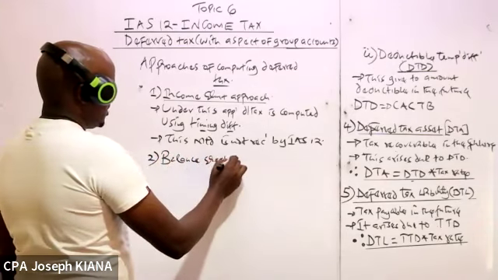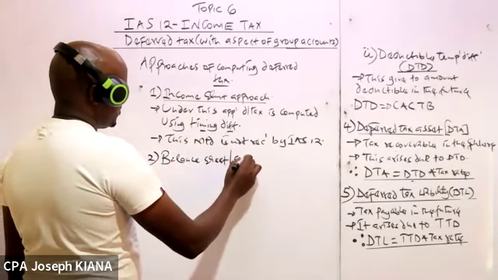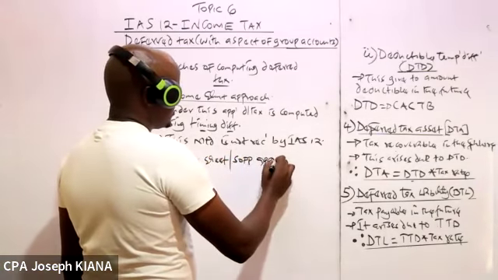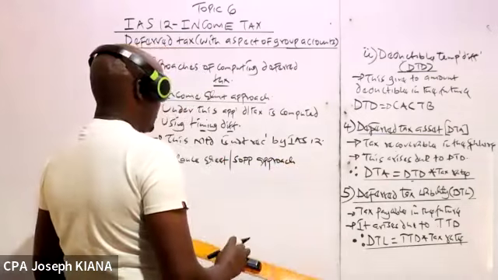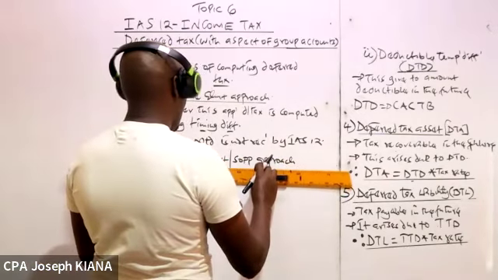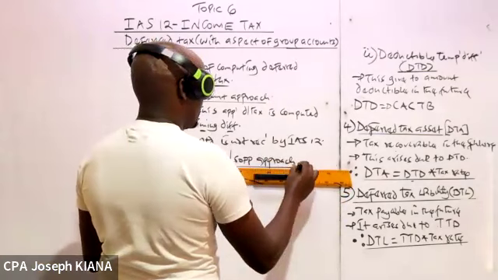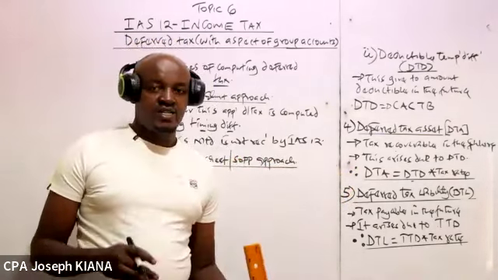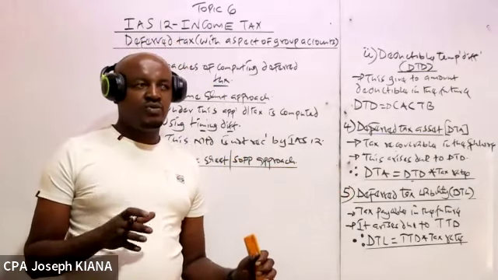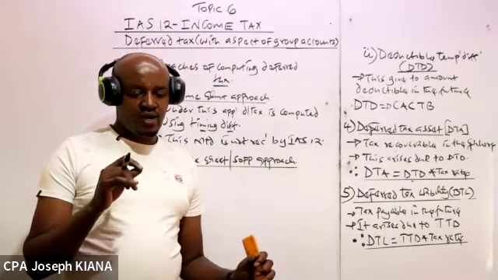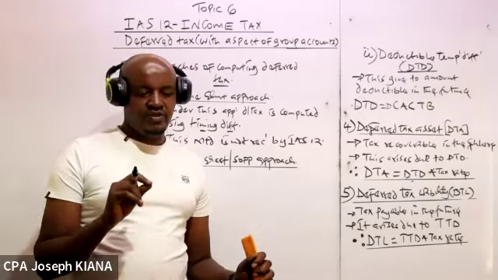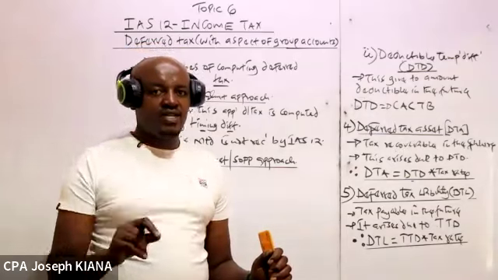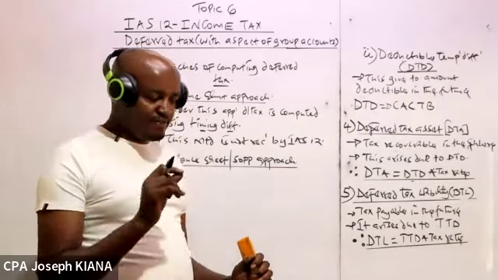Balance sheet, or in other terms, we can refer to this as the statement of financial position approach. Now, under this particular approach, number 2, deferred tax is computed using the temporary difference. You have to recall that temporary difference is the difference between the carrying amount and the tax base of assets and liabilities.